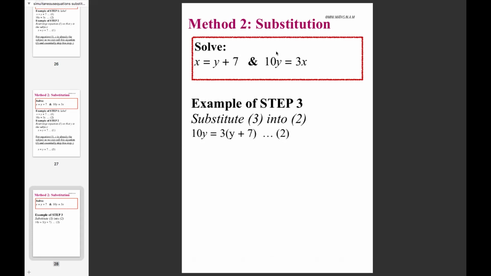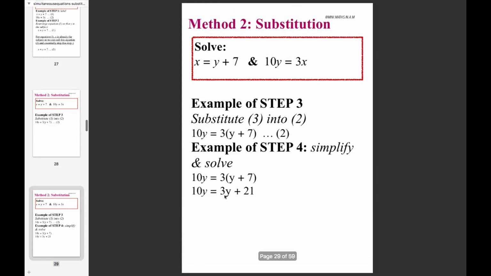Now we're substituting into equation 2 because we haven't really dealt with this equation yet in this question. So we want to have a way to bring that other equation into the mix. So we have 10y equals 3 times y plus 7, our y plus 7 is replacing the x, just from there. And then we just tidy this up. So we use some multiplication rainbows to try and expand out these brackets. So 10y equals 3 times y is 3y. 3 times 7 is 21.